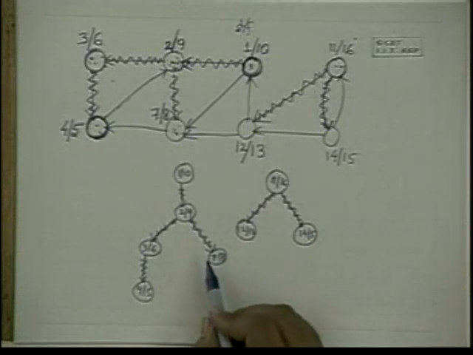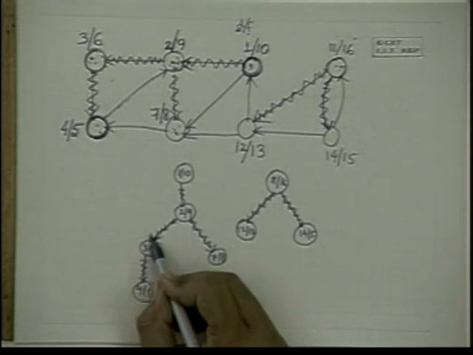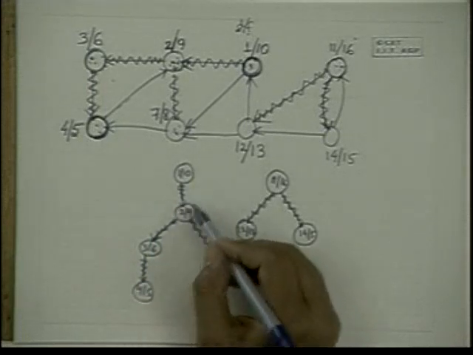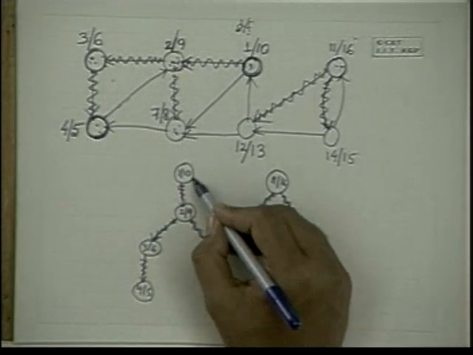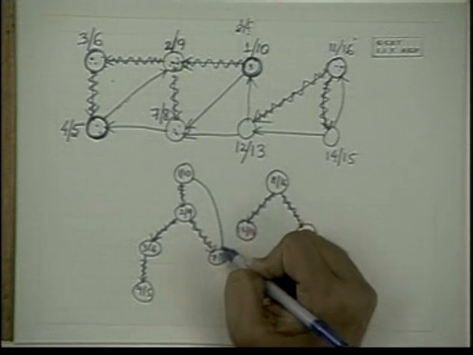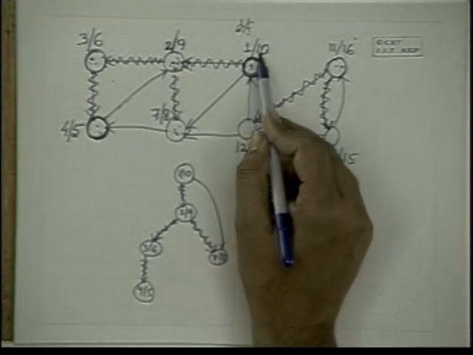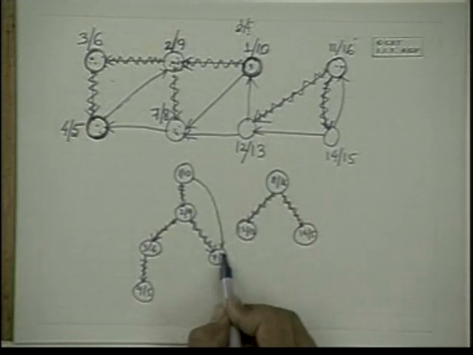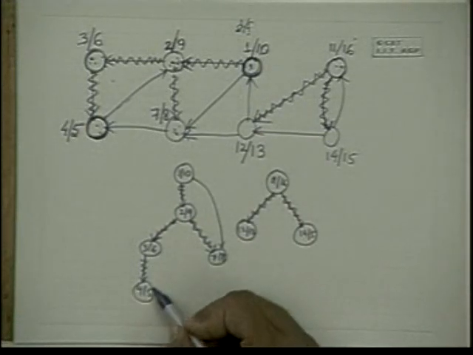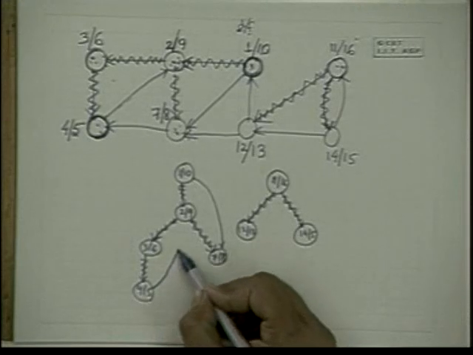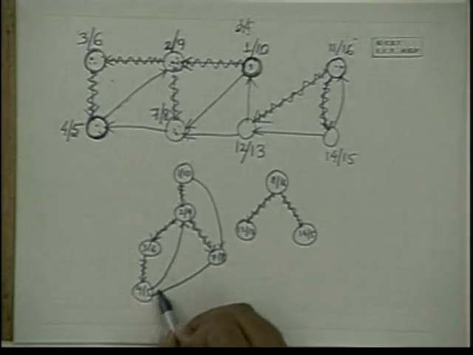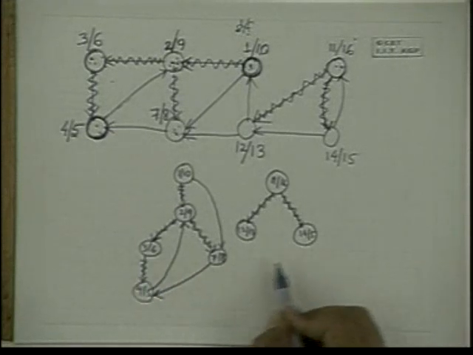Right now there are some more edges which are not indicated yet, so I am going to draw them. There is an edge like this, because between 1/10 and 7/15, 7/8 there is an edge like this. So that's what I have drawn here. Then there is an edge from 4/5 to 2/9 in the original graph I have drawn. From 7/8 to this one I have drawn.